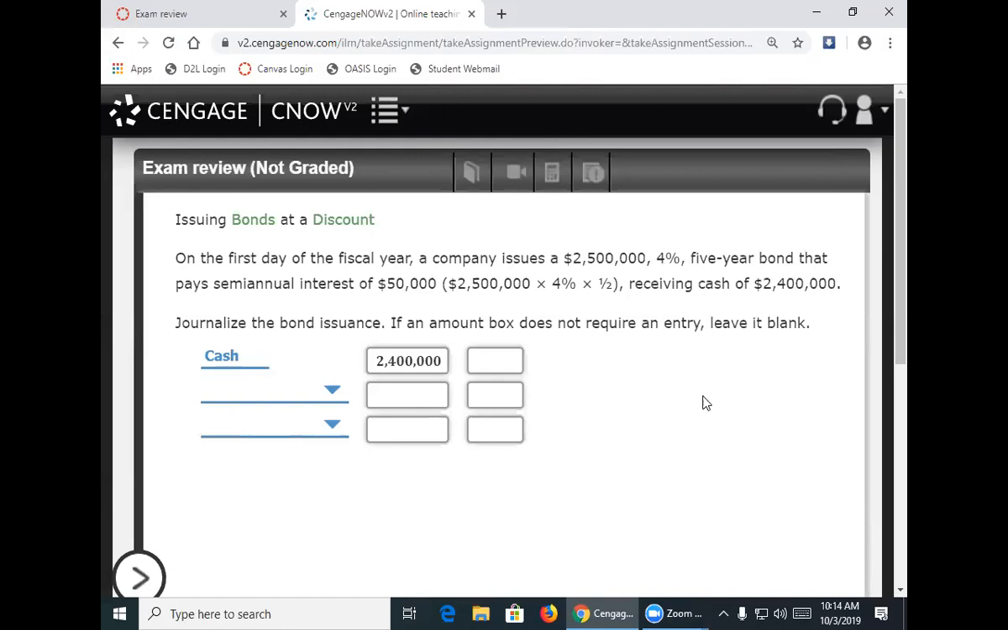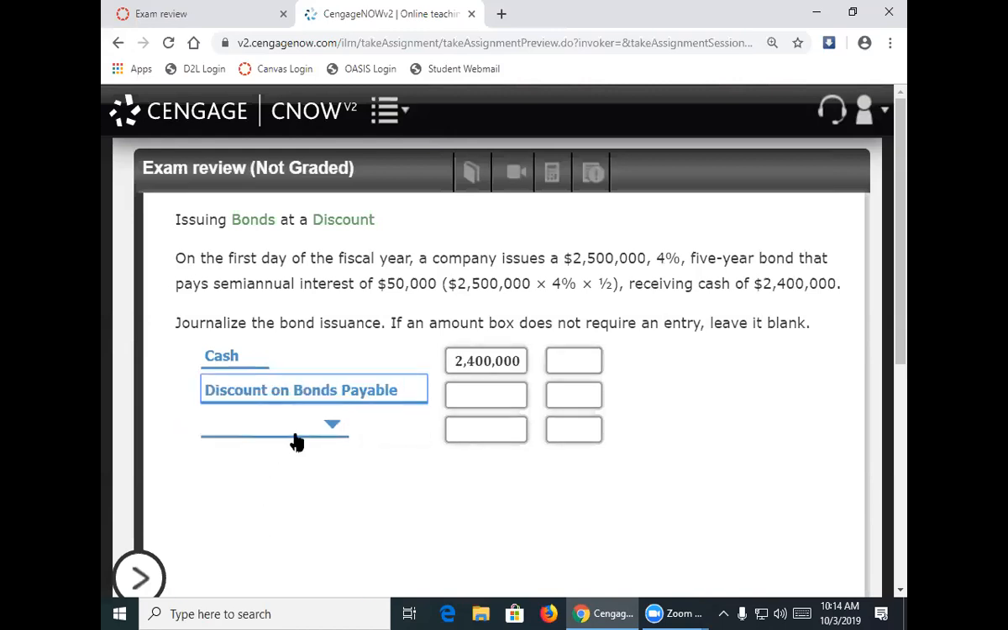So what else do I do? We will credit discount on bonds payable and also bonds. Okay, you're on the right track. We actually debit discounts on bonds payable. So discount on bonds payable gets debited and bonds payable gets credited. Well, what would I credit bonds payable for? For the face amount. The face value, very good. Bonds payable always gets credited the face value. So the $2,500,000, okay? Bonds payable always gets credited the face amount.